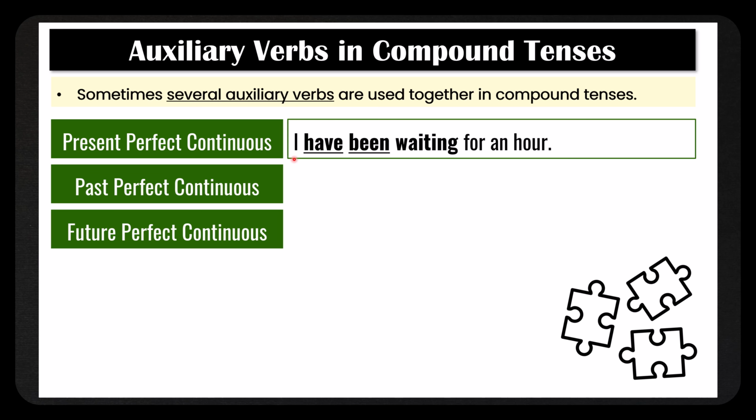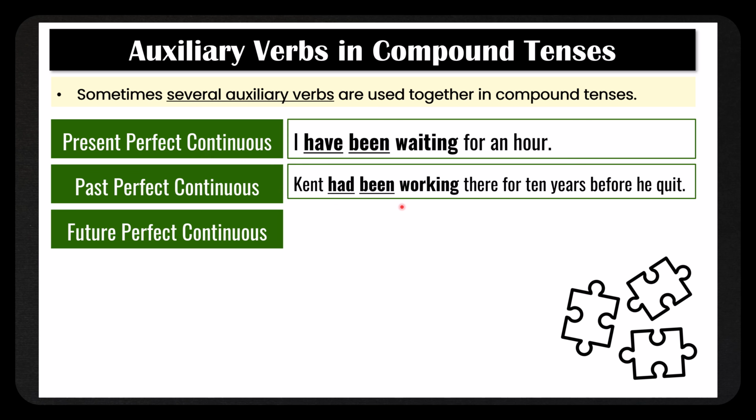For example, I have been waiting for an hour. We have the main verb, waiting, but we have two auxiliary verbs, have been, and we need two auxiliary verbs to form this tense. Kent had been working there for 10 years before he quit. Working is the main verb, but we have two auxiliary verbs, had been.